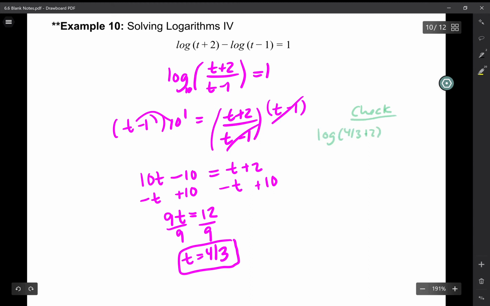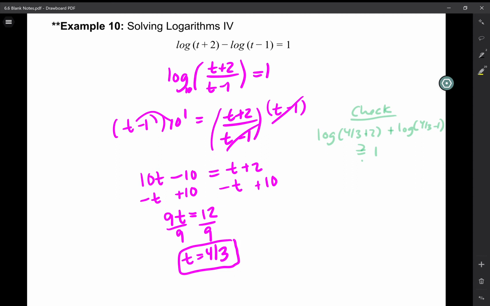Log of 4/3 plus 2 plus log of 4/3 minus 1. We hope this equals 1. Let's plug it into our calculators and check. Log of 4/3 plus 2 plus log of 4/3 minus 1, and I get that it's equal to 0.045. Let me try that again. I don't think I punched that in correctly.